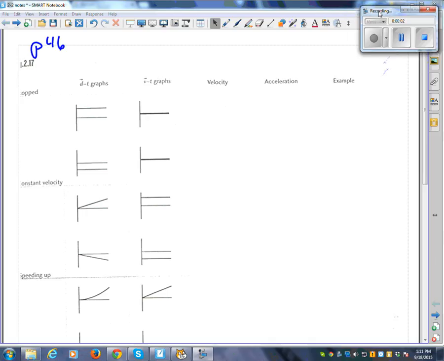All right, so bottom of page 46, section 2.2, moving from one graph to another, okay? And you will notice the chart on page 47 is what was provided to you yesterday. It's up here on the screen.